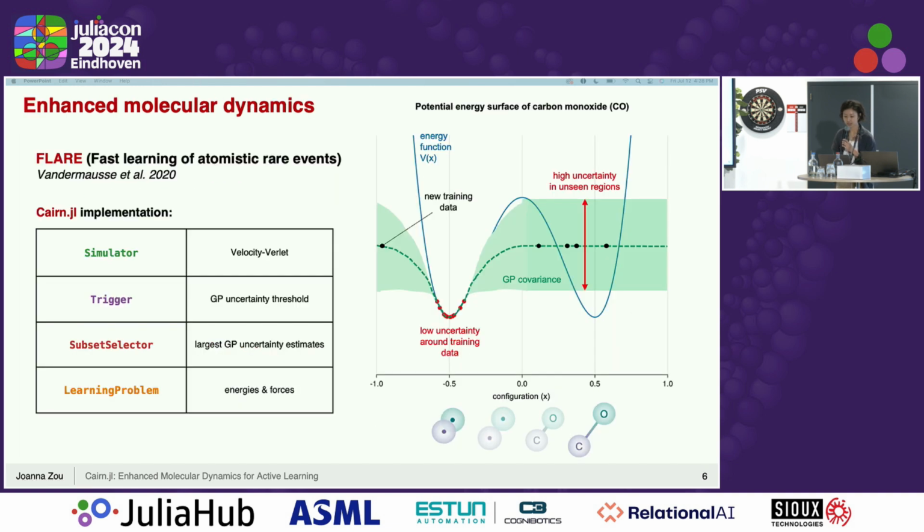Okay, so I'll show a few examples of how Cairn can be used to implement various active learning algorithms in literature. So for example, one could implement FLARE by choosing velocity Verlet as the simulator. Model updating is triggered when the trajectory reaches a region of high uncertainty as measured by a Gaussian process. We choose a subset of data with the largest uncertainty estimates for retraining the model using a standard objective function.